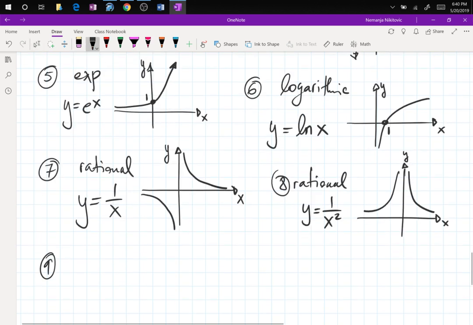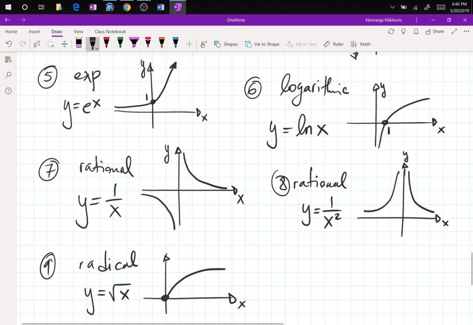Number 9, radical. Usually for graphing we only stick with the square root of x. It starts at 0, 0. And it's that sideways parabola.